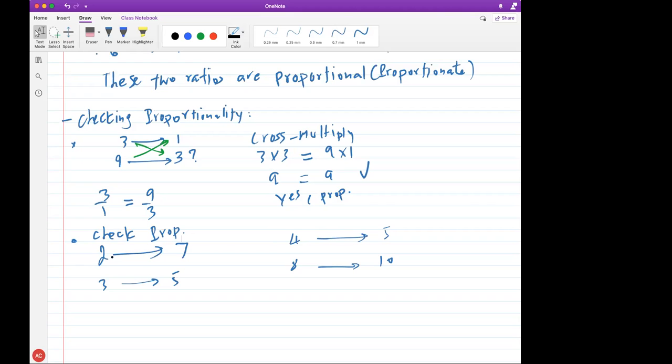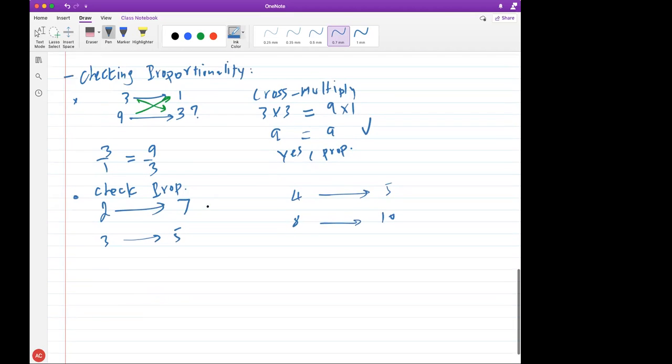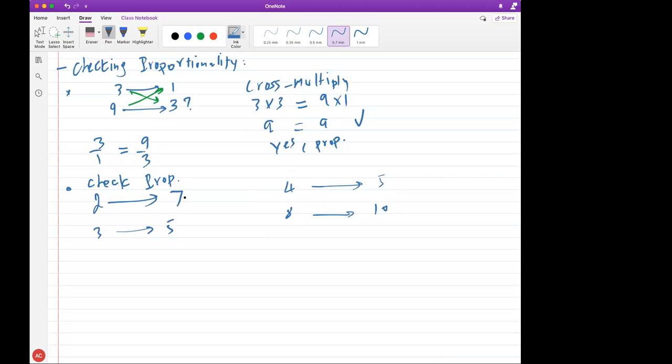Like 2 times 3, 6 plus 1? Not 2 times 3. We need to cross multiply. Okay, we need to cross multiply. So what do we multiply exactly? We multiply 3 times 7. That's right. So we cross multiply. It's like a cross like this. That's why I call it cross multiply. So 3 times 7.